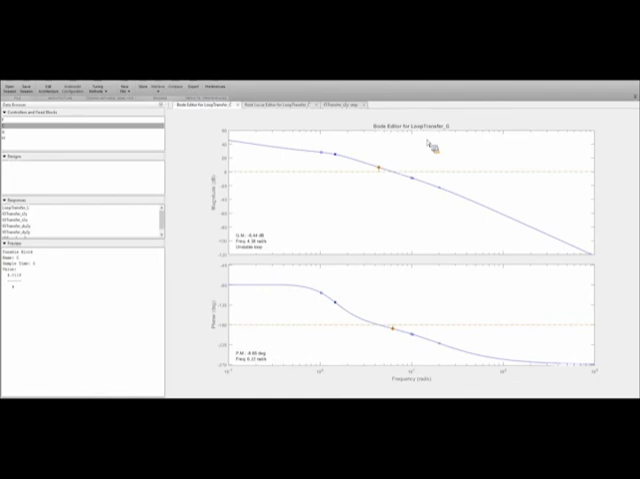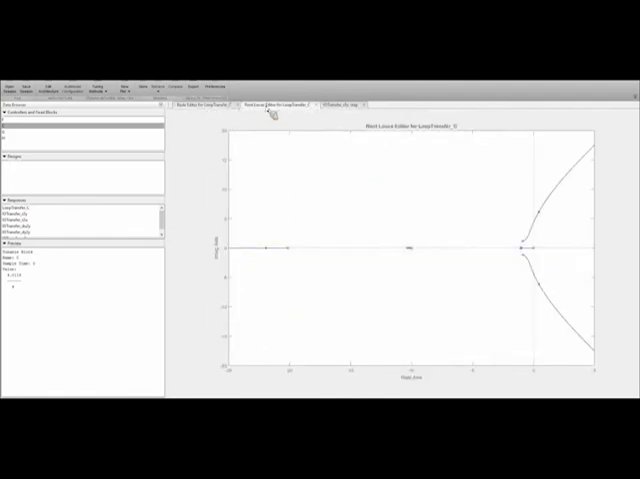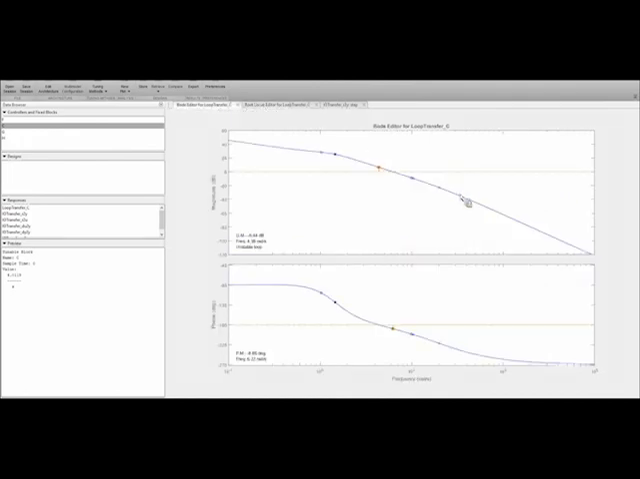What I want to point out here is that right now this is saying it's an unstable loop. So if I were to look at the step response, it blows up to infinity. Locus plot, poles in the right half plane, right? And if I were to decrease the gain a little bit, that means I'm dragging this plot down. I did a little too much. Okay, so now you see it's gone from unstable to stable, right?